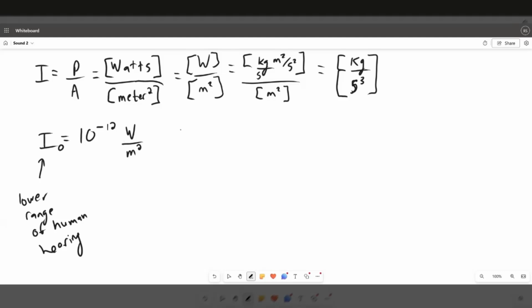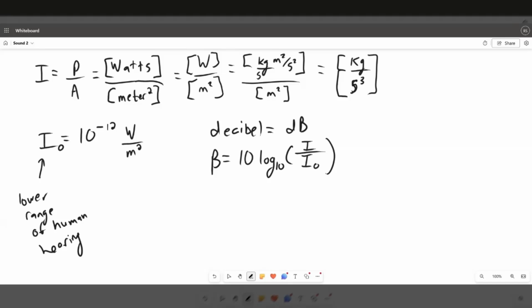And so instead, we devise a new way of thinking about sound and its loudness, with something called the decibel. And that will be units of dB. And so the decibel is defined like this. You take 10 times the log base 10 of whatever sound intensity you're interested in and divide it by that lowest intensity sound that humans are able to hear.